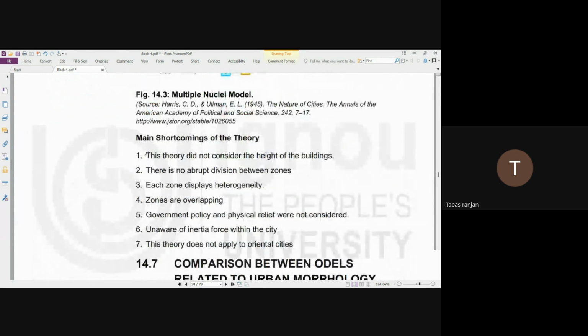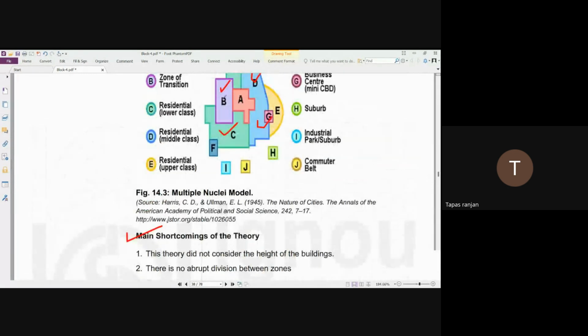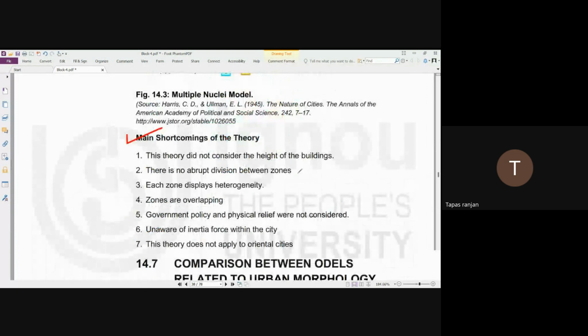So which are the main criticisms of the multiple nuclei model? This theory basically didn't consider the heights of the buildings, because there may be vertical expansion. Okay, so there is no division between the zones. Within these zones, there is no division. No division has been done. Even within the zones, there should be some sort of divisions.